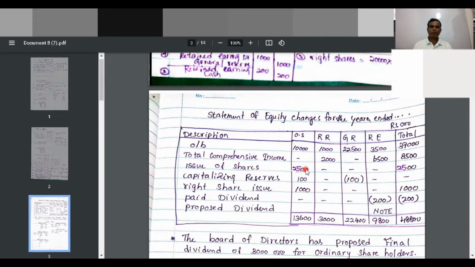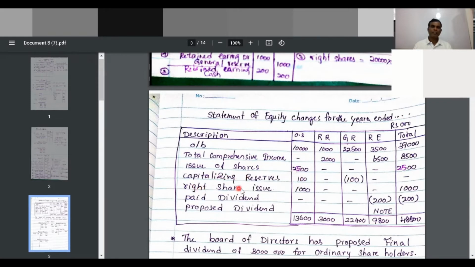Now due to the issue of shares, what happened is that cash control account is debited here 2,500, and the ordinary share account, the stated capital account, is credited. Next, as far as capitalizing reserves is concerned, 100. Reserves are capitalized by using the general reserve. So the general reserve is debited and stated capital is credited, so that it is subtracted from the general reserve and the stated capital or share account is credited. See whether there are any problems?